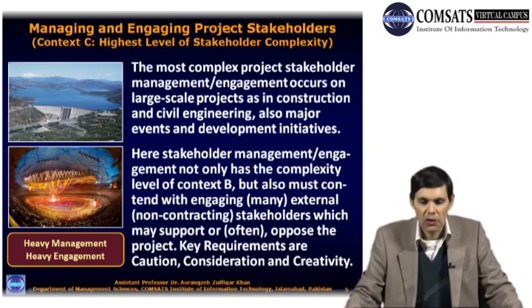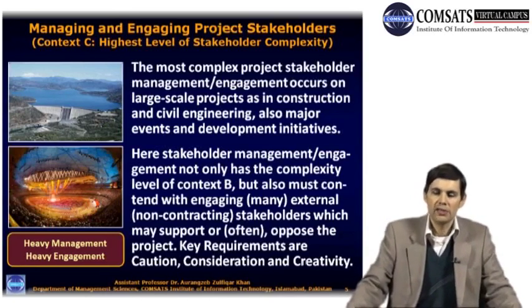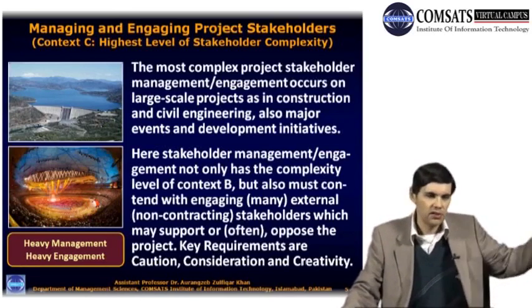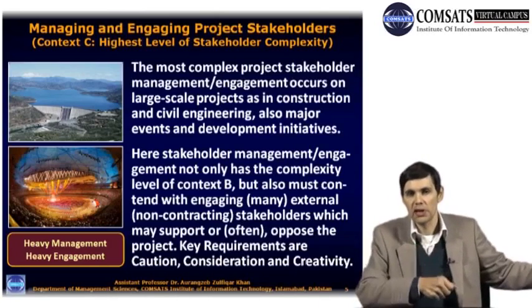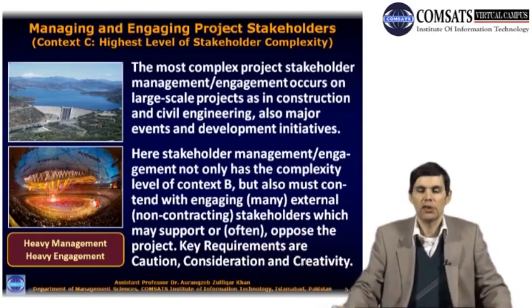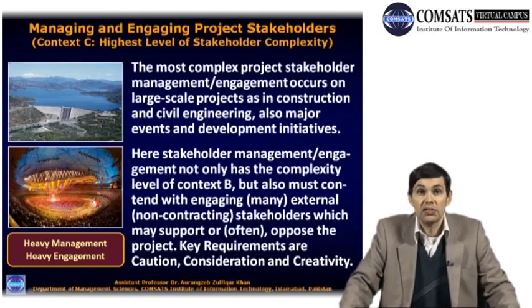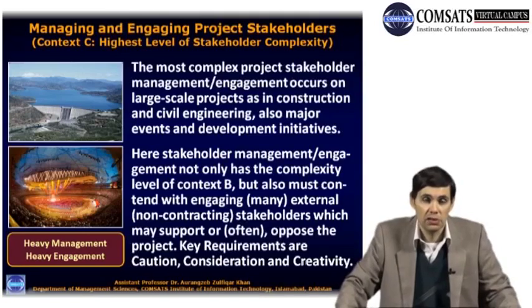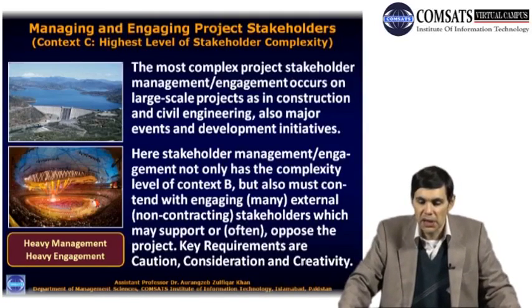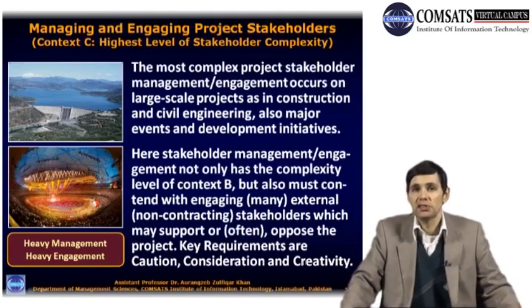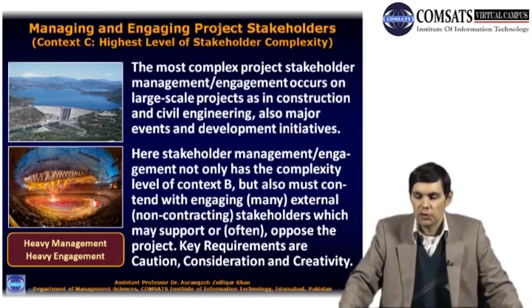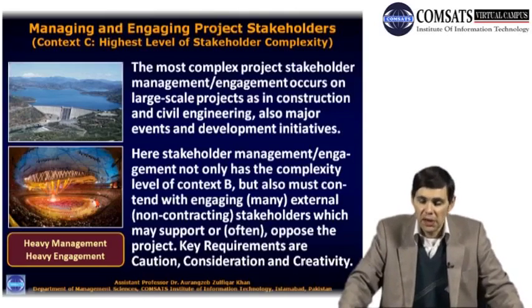And context C, what I call context C, which is the highest level of stakeholder complexity. Context A is low complexity, then a moderate level of complexity, to a higher or highest level of complexity. This you could expect typically on very large projects, mega projects, construction, civil engineering, also major events. For example, the Olympic Games, that is also a project, organizing the Olympic Games, or organizing some big international conference, as well as development initiatives, development programs, development projects, some of them very large.